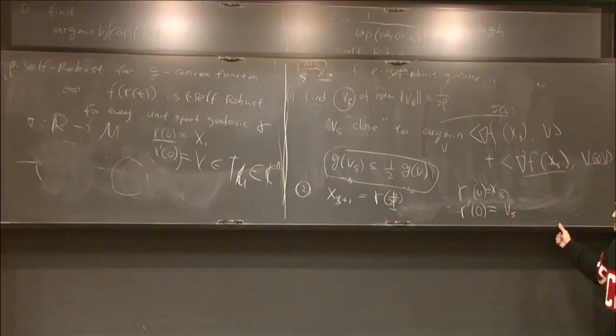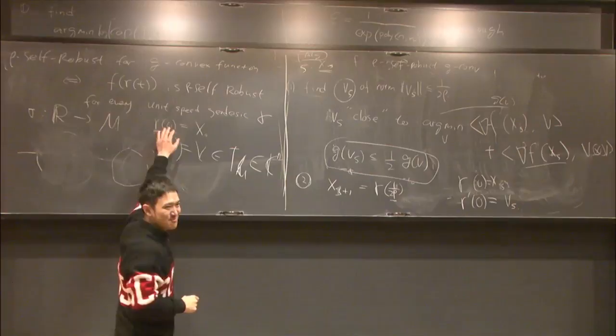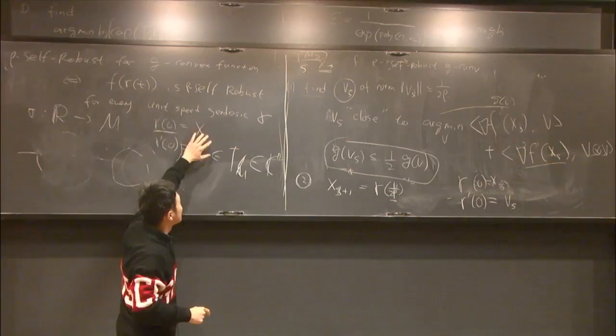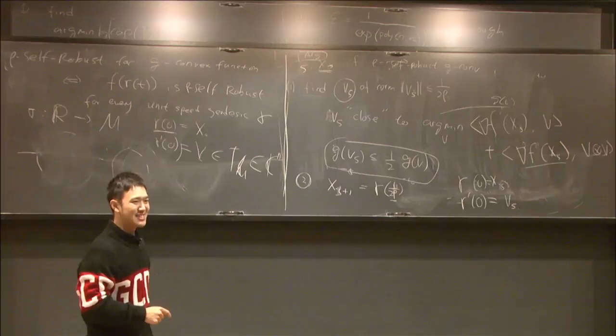No, it's a spectral norm or any norm that you have to define what is unit speed geodesic, and then the unit speed geodesic comes into the definition of the robustness of the function. So they are all related. You pick a norm and then you define everything. Why is it easy to do that optimization? This is a minimum.